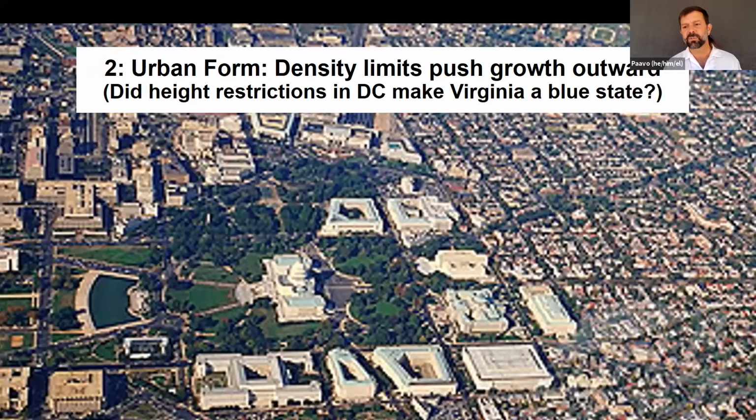Less obvious, perhaps, is that restricting the number of housing units in certain parts of an urban area doesn't mean people just disappear or don't move to that urban area at all, right? So people often will just live further out, further away from the city center.